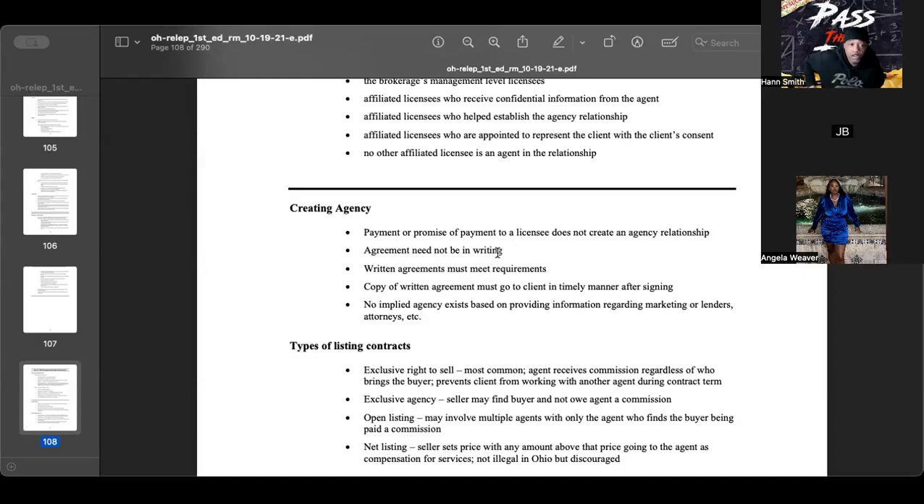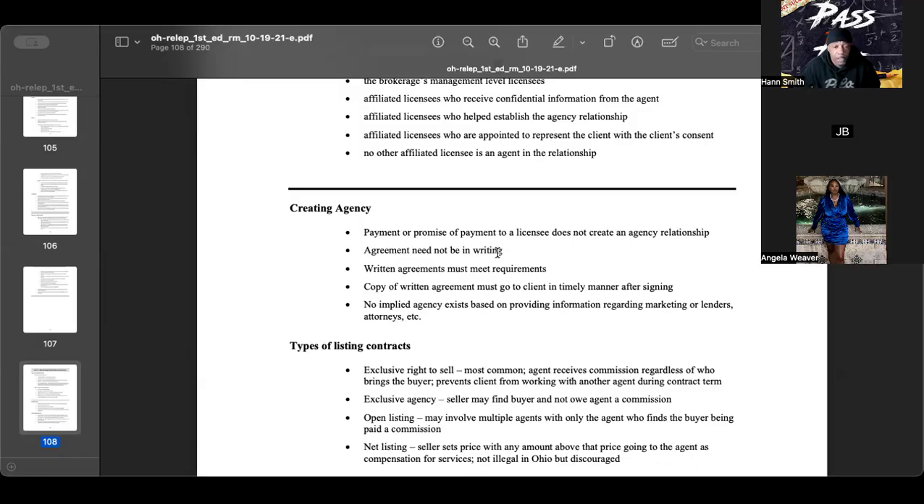We're going to start contracts next week. And so when we go into contracts, you're going to see all of the things associated with a contract that makes it valid. All right. But you need to know, when you're creating an agency, it doesn't have to be in writing. It could be verbal or in writing. It can be express or implied. Written agreements must meet requirements. So if you're going to have a written agreement, it must meet certain requirements.